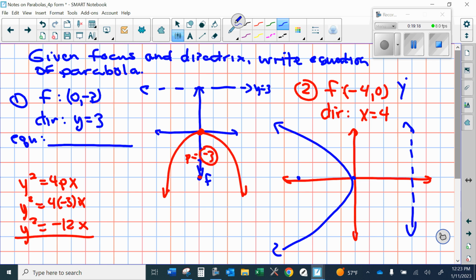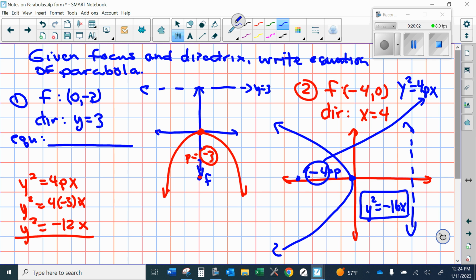So since it opens left to right, it's y squared equals 4px. And remember, the p is always from the vertex to the focus, which is 1, 2, 3, 4, so -4. I went left. Make sure you put the sign with it, and you're always starting at the vertex. So p is -4. Now all I have to do is take that -4 and plug it right into that equation, and I'm done. So the answer is y squared equals 4 times -4, which is -16x. That's the equation of that parabola with a focus of -4, 0 and a directrix of x equals 4.